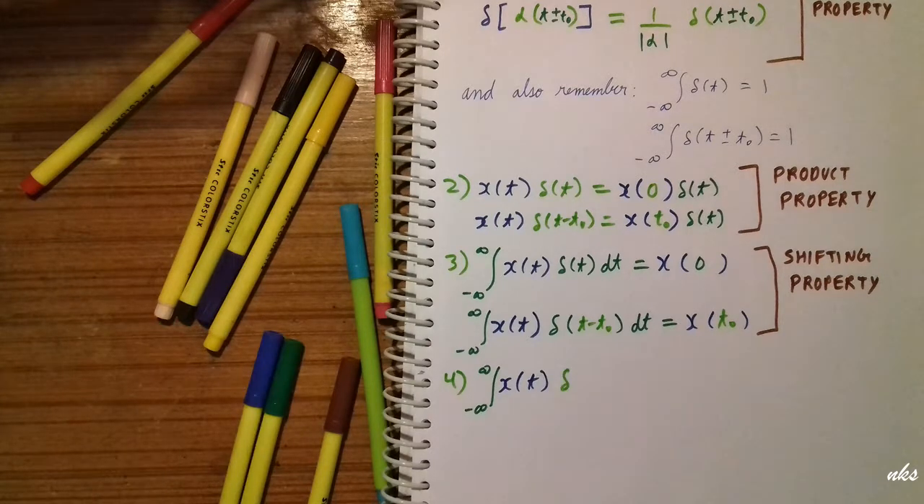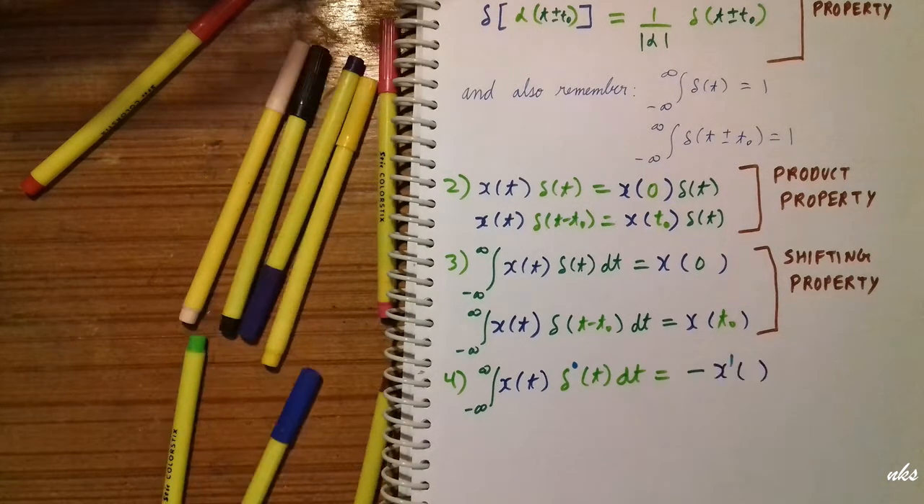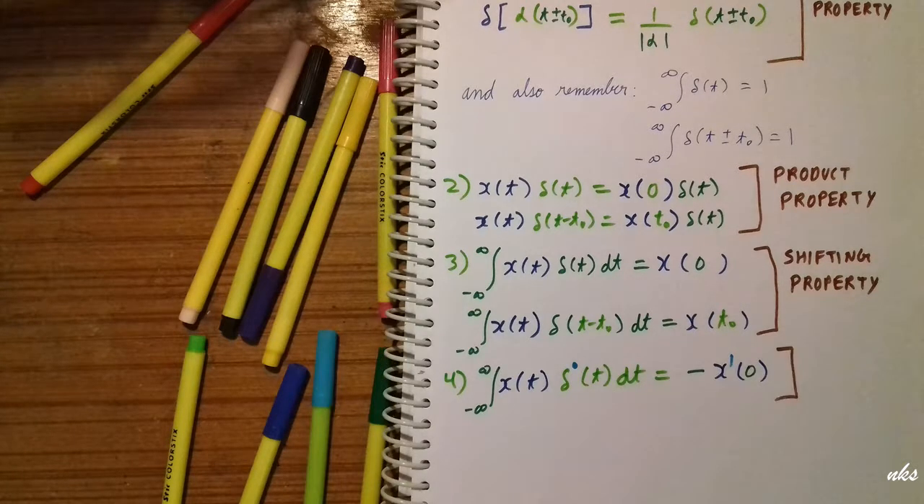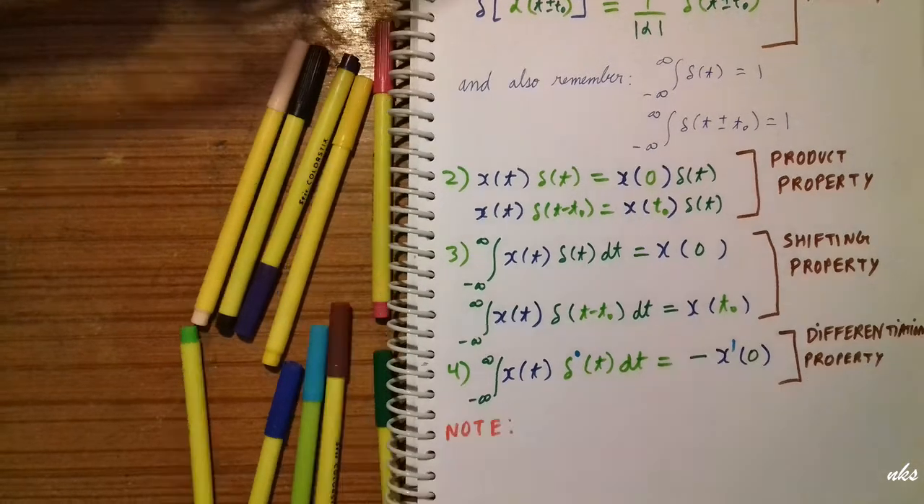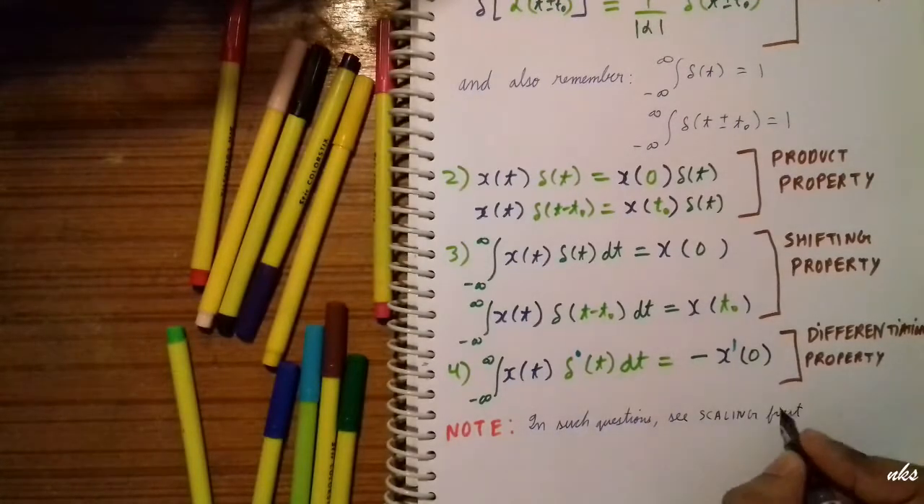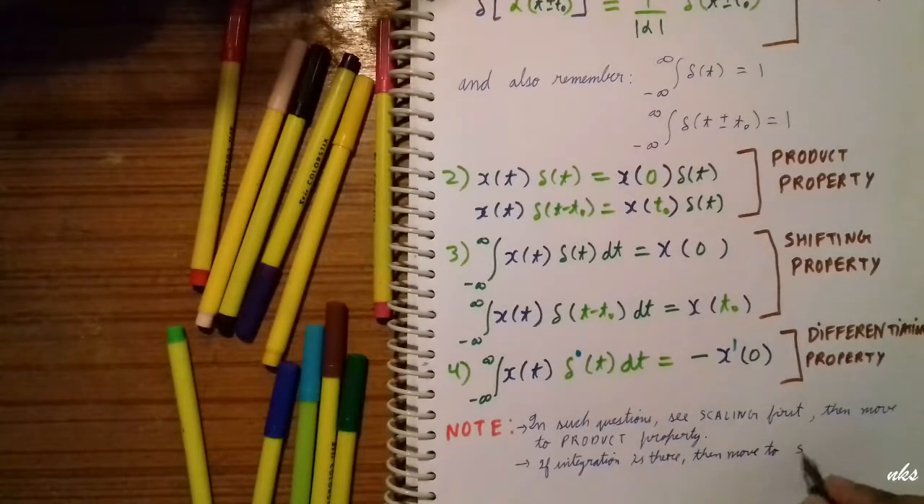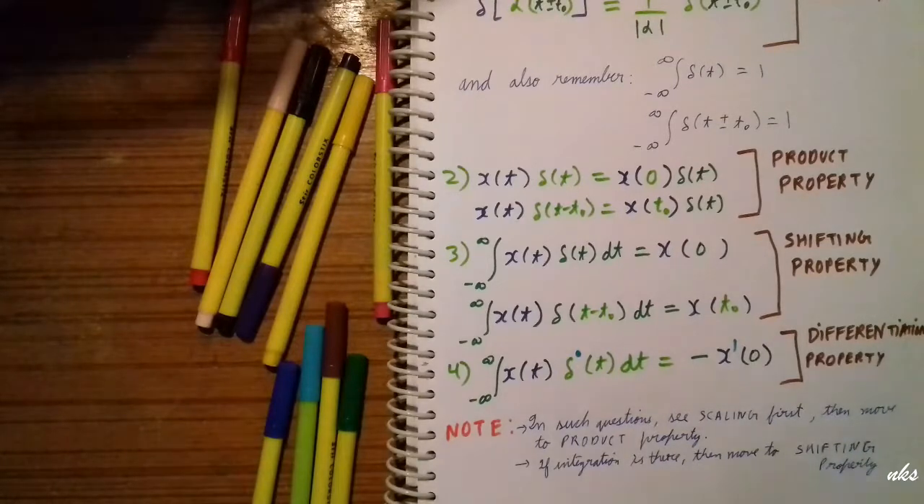is equal to −x'(0), as shown on the screen. This property is known as the differentiation property. Now note this point. Whenever solving questions using these properties, see scaling first, then move to the product property, and if there is integration then you have to move to the shifting property, but always see scaling first.